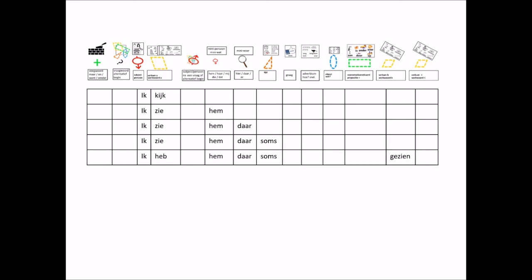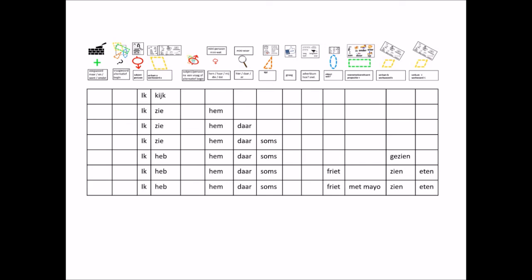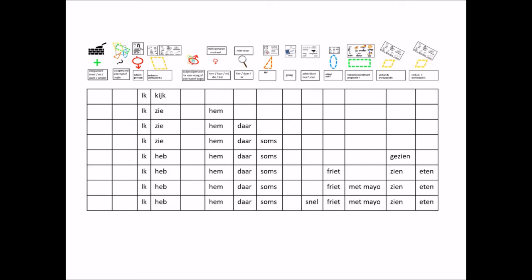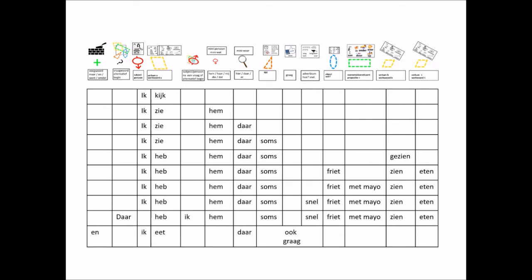Ik heb hem daar soms gezien. Ik heb hem daar soms friet zien eten. Ik heb hem daar soms friet met mayo zien eten. Ik heb hem daar soms snel friet met mayo zien eten. Daar heb ik hem soms snel friet met mayo zien eten. En ik eet er ook graag.